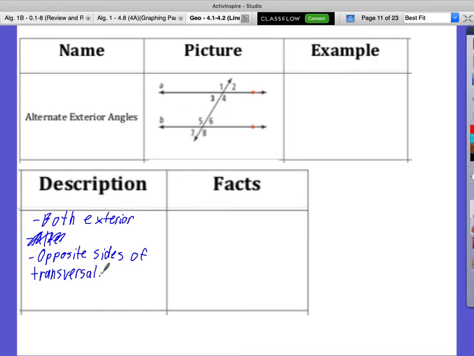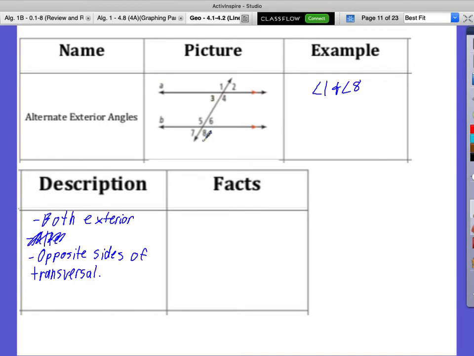Yes. Okay. So, description: they're both exterior, and they're still on opposite sides of the transversal. If we follow that word by the name, alternate exterior angles, it's pretty straightforward from there. They're on alternate sides of the transversal, and they're both exterior angles, okay? So can somebody give me an example of a pair of alternate exterior angles here? 1 and 8. Okay, 1 and 8, very good. Angle 1 and angle 8. They're on opposite sides of the transversal. 1's on the left, 8's on the right. They're both exterior. They're outside those two lines, A and B.